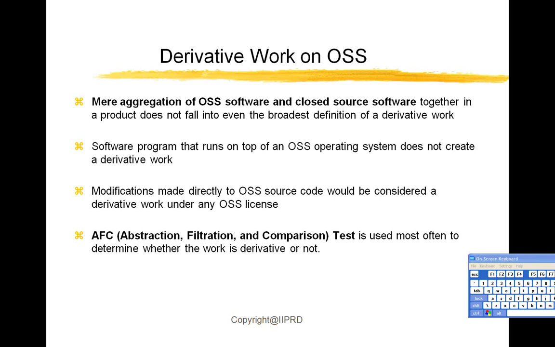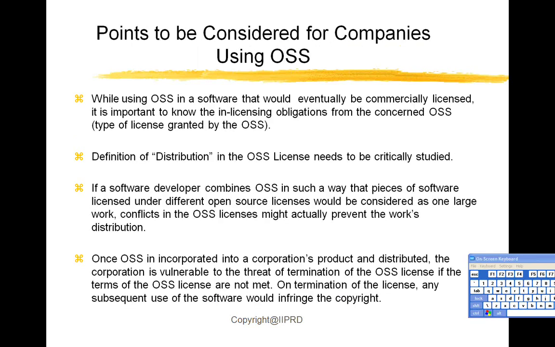As we discussed, the abstraction, filtration, and comparison test would again be applied here to make sure we identify which components are original, which components were in the public domain, and which components are always there as part of the platform that we are coding on. And once we identify what the original work is, that work would eventually be compared with the work under contention.